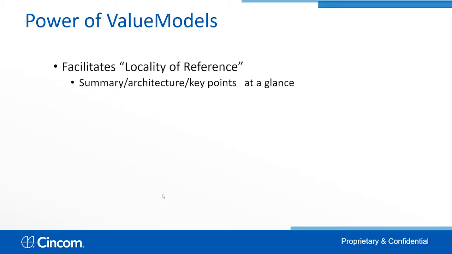Another thing that I like, and I'll show some examples of this, is something called Locality of Reference. Basically, rather than having things spread out everywhere, if you can have somewhere where you can see the architecture, the overview, the key points in one place, that's Locality of Reference. And I'll show you how value models can facilitate that and show you examples of it.